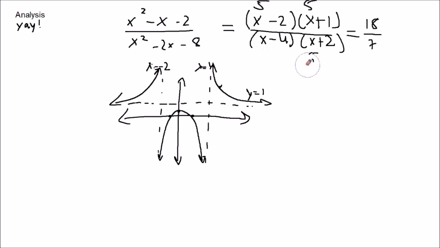Okay, let's try -3. So -3 will get you -5 and -2. -5 times -2 is positive 10, over -3 will get you -7 times -1, which is positive 7. So positive 10 over 7. That's also bigger than the asymptote of y equals 1. So this is what the graph will look like.